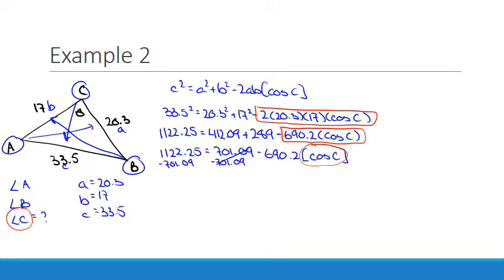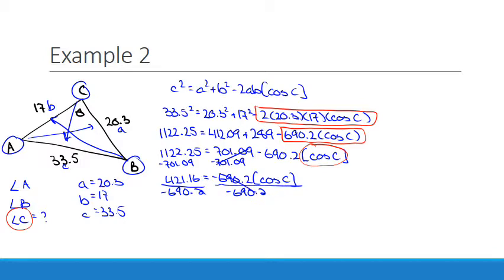That's gone. What would I get? I get 421.16. And that is equal to my negative 690.2 times my cos C. Okay, now I move what is attached. So the 690.2 is attached to the cos C. It's attached through multiplication. So to move it across, I have to divide. Negative 690.2. What I do to one side, I must do to the other side.